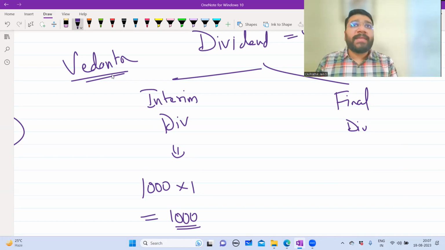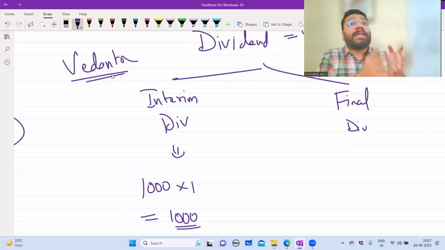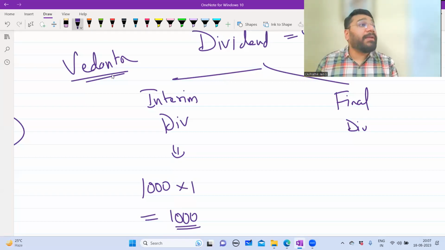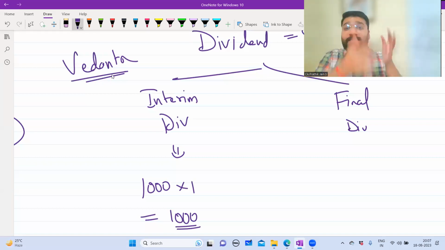Sterlite is a chemical company. Vedanta is a big concern. In that, there are multiple companies. Sterlite is one such big company. Vedanta is led by whom? Anil Agarwal. He's the chairman and director of the entire Vedanta group. Like that, he's got multiple companies. In that, one such company is Sterlite.